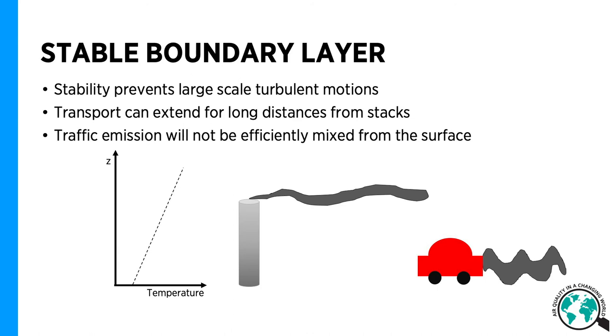In the case of stable boundary layer, the opposite phenomenon will take place. In this kind of boundary layer, the temperature profile is such that greater temperatures are measured higher in the atmosphere and smaller temperatures closer to the ground. This kind of temperature profile or stability structure prevents large-scale turbulent motions, and it will prevent the emissions taking place at the ground level from being mixed higher in the atmosphere. In this case, emission from a power plant will be transported long distances from the stack. And alternatively, if there are traffic emissions taking place very close to the surface, these emissions will remain closer to the surface and they will not be transported to higher elevations. In this case, the air pollutant concentrations at the ground level tend to be the greatest.